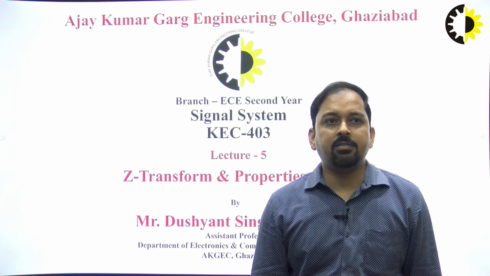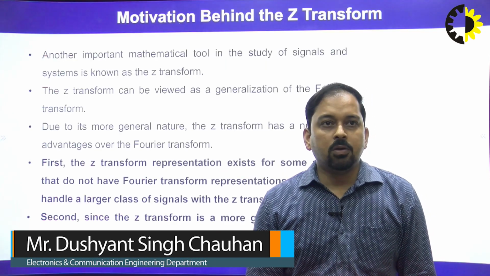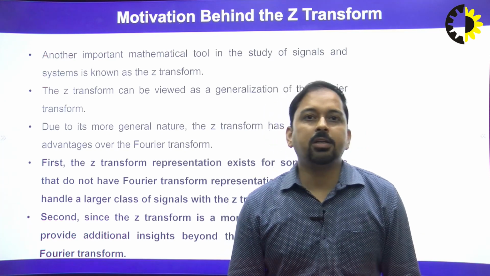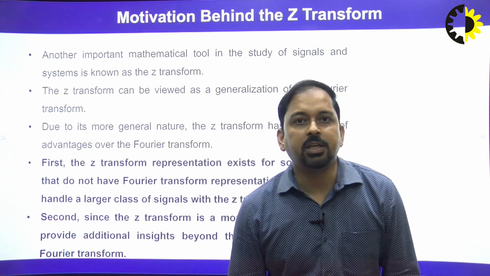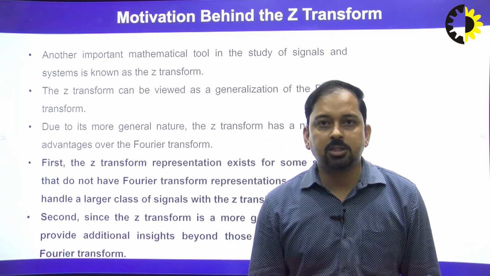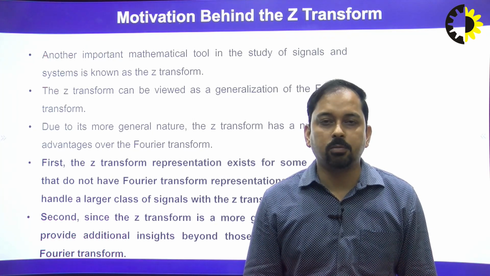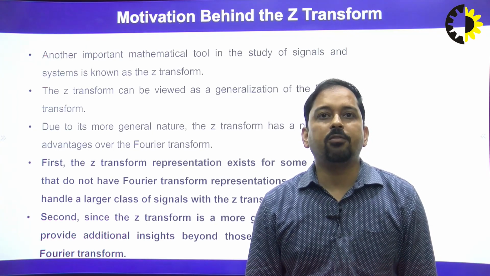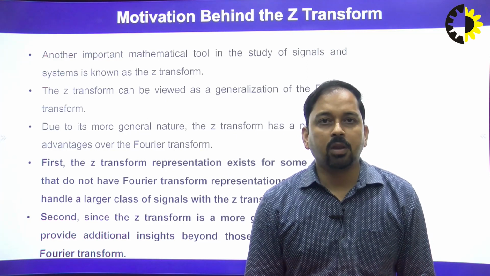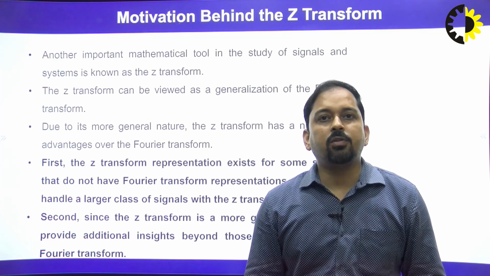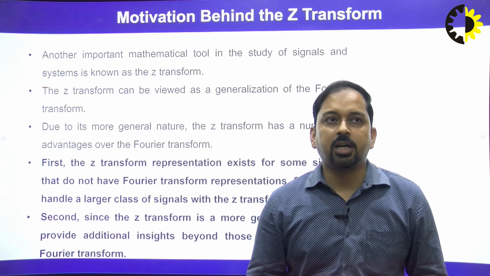This is lecture 5 and in this lecture we will see some basics of Z transform along with the properties of ROC. In our last lecture we completed the Laplace transform and saw the relationship between the Laplace transform and the continuous time Fourier transform. Also we saw the motivations behind the Laplace transform. Similarly, for the Z transform we will start with the motivation.